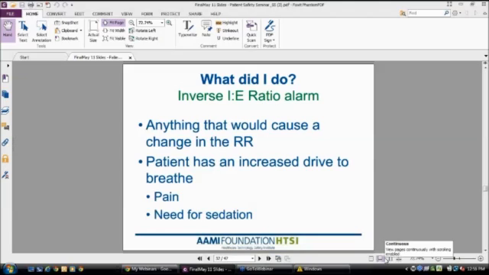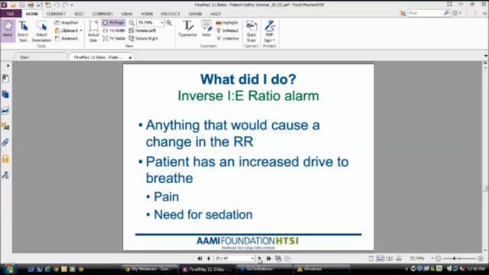The next alarm we're going to talk about is the inverse IE ratio alarm. So what would cause an inverse IE ratio alarm? Well, anything that would cause a change in the respiratory rate in your patients. If your patient's in pain, if you're moving your patient, if you're doing a procedure on your patient, if somebody's in the room who's agitating them or talking to them, anything that's going to make their respiratory rate change, maybe make them breathe a little bit faster.